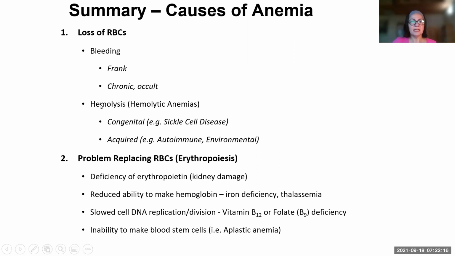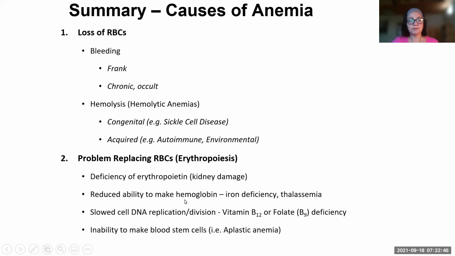So either of those is going to decrease the amount of oxygen that the blood can carry. And the other problem may be I can't make red blood cells fast enough to replace them. It could be because the signal's missing, the erythropoietin, deficiency of erythropoietin due to kidney damage. Could be reduced ability to make hemoglobin because of iron deficiency or a genetic disorder. Could be because of a slowed DNA replication in the cell division due to a vitamin B12 or a folate deficiency.